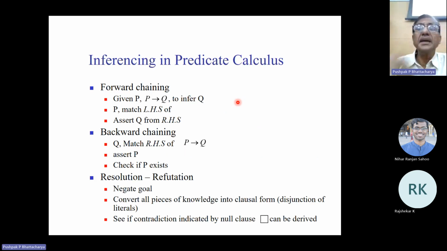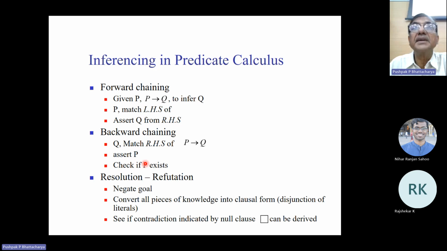Now, inferencing in predicate calculus happens in 3 ways: forward chaining. Given P and P implies Q, infer Q. So this is called forward chaining. You match P with the left-hand side of P implies Q and write Q. So this is how forward chaining occurs. In backward chaining, you match the right-hand side and then assert the left-hand side.